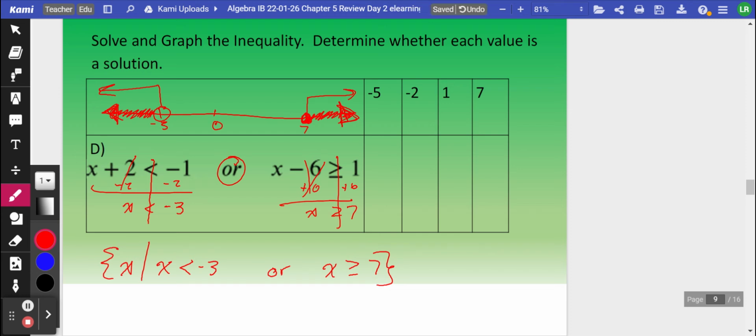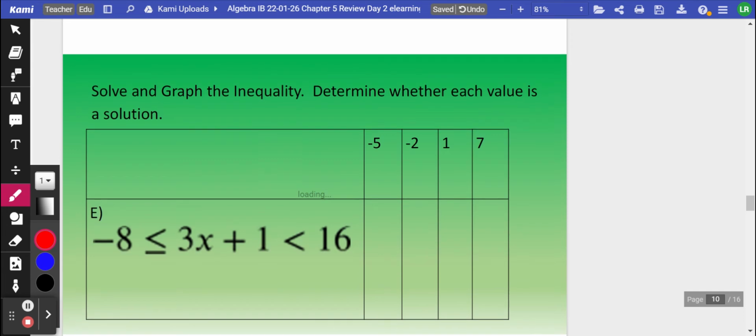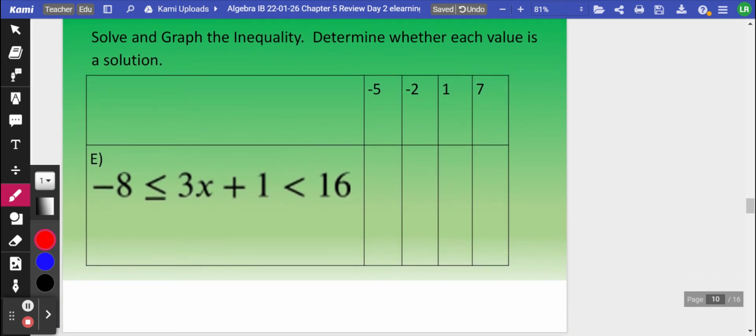Okay. Now, which of these are correct solutions? Negative 5 is a solution because that's in the shaded area over here. Negative 2 and 1 are not. And 7 is a closed dot, so 7 is a solution. Okay. All right, one more like that. Go and pause the video and complete this problem.